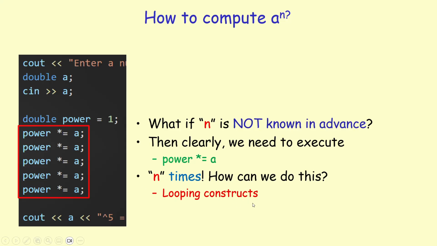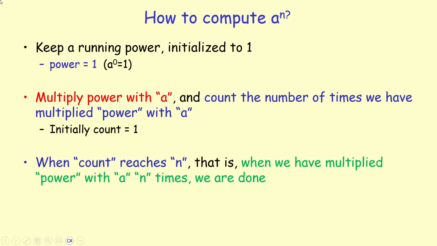That's why we need looping constructs to actually execute this statement, power times a, n times. That's where the looping constructs come into play. So the idea is the following. In order to compute a to the n, we keep a running power initialized to 1, which is exactly what we did in the previous example. We kept the running power initialized to 1, but then we multiplied power with a 5 times because n was fixed. But this time, we don't know how many times we need to multiply power with a.